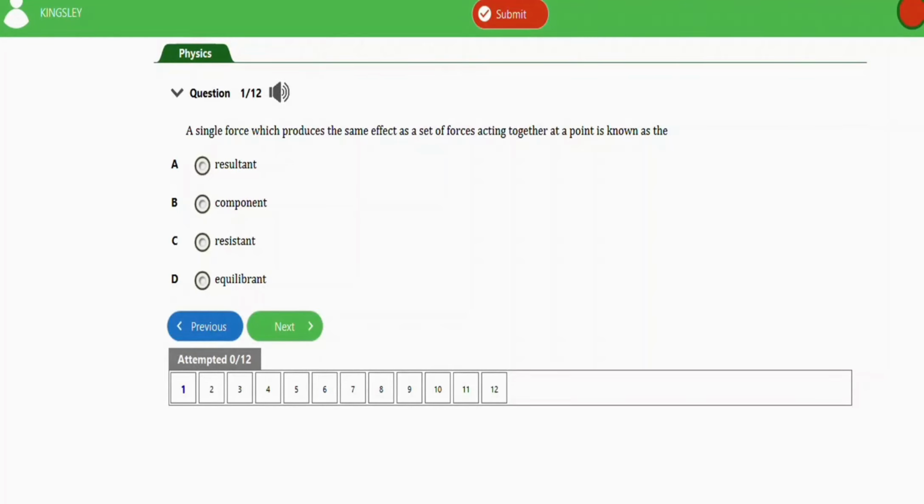In this video, we are going to learn how to solve these JAMB Physics repeated questions under equilibrium of forces. Let's get started. The first question says, a single force which produces the same effect as a set of forces acting together at a point is known as: we have resultant, component, resistant, and equilibrant. So the correct option in this question is option A, which is a resultant force.